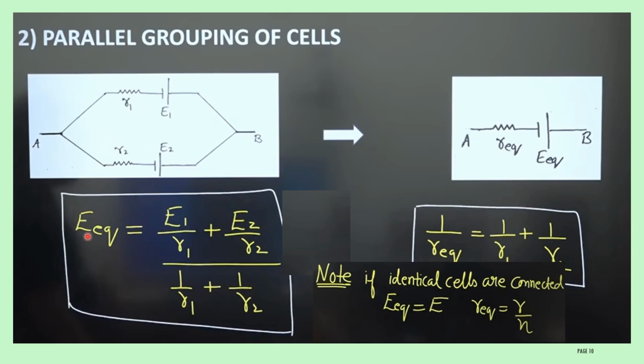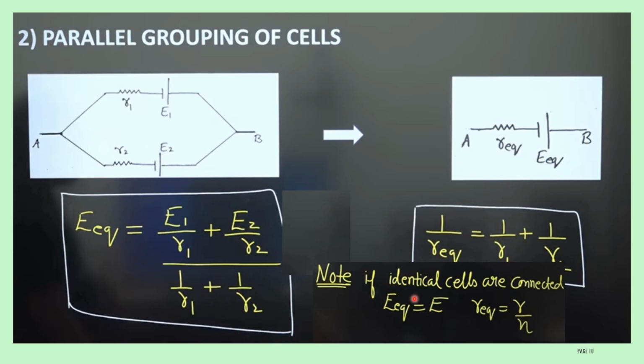Then the formula: equivalent EMF is given by (E1/R1 + E2/R2) divided by (1/R1 + 1/R2). Then internal resistance R equivalent is given by 1/R equivalent = 1/R1 + 1/R2.